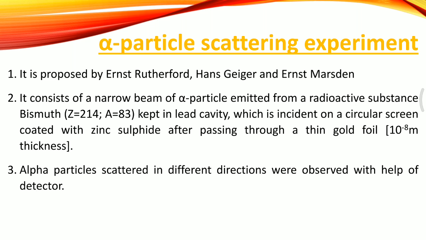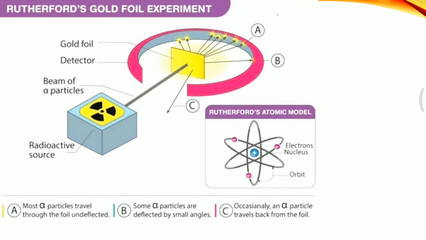This apparatus consists of a lead cavity and a gold foil, which is yellow in color, and the red color you are observing is the detector, which is coated with zinc sulfide. Whenever these alpha particles are incident on a gold foil, they scatter.